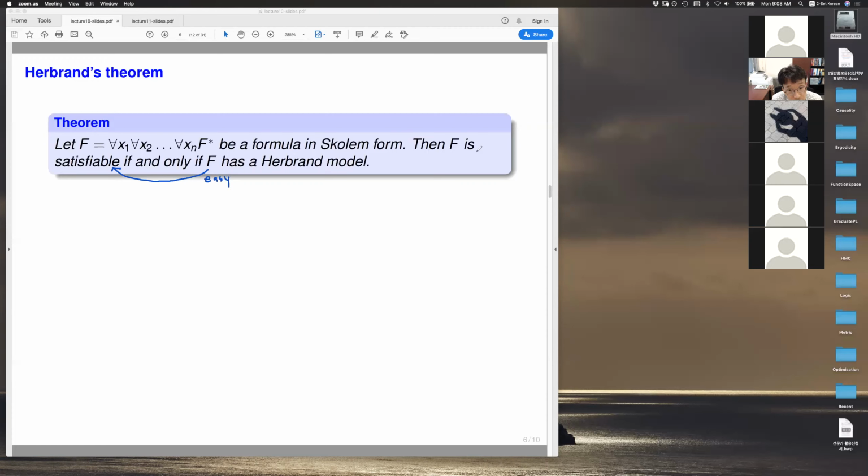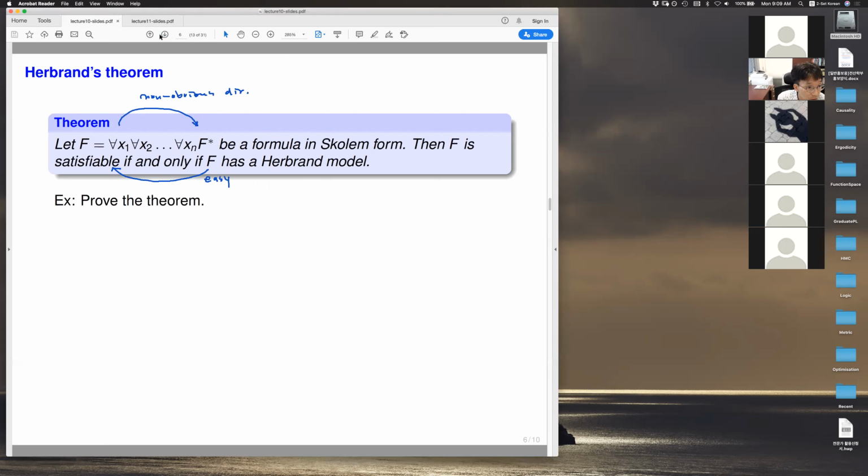That's because satisfiability just means that at least one structure satisfies f. But this direction says there is a very special kind of structure that satisfies f, namely a Herbrand model. So then f should be satisfiable. This just comes from the definition of satisfiability. But the other direction is not obvious. So our task today is to prove this theorem.